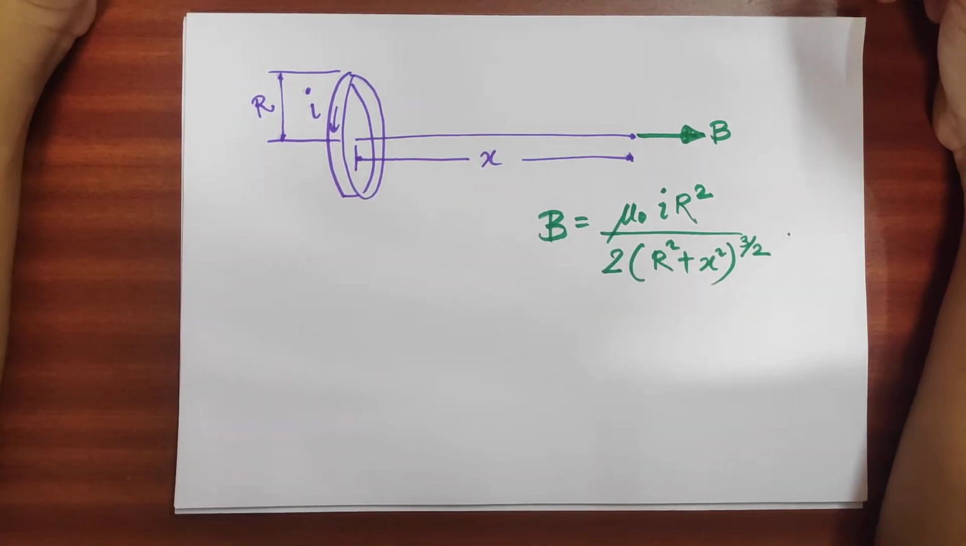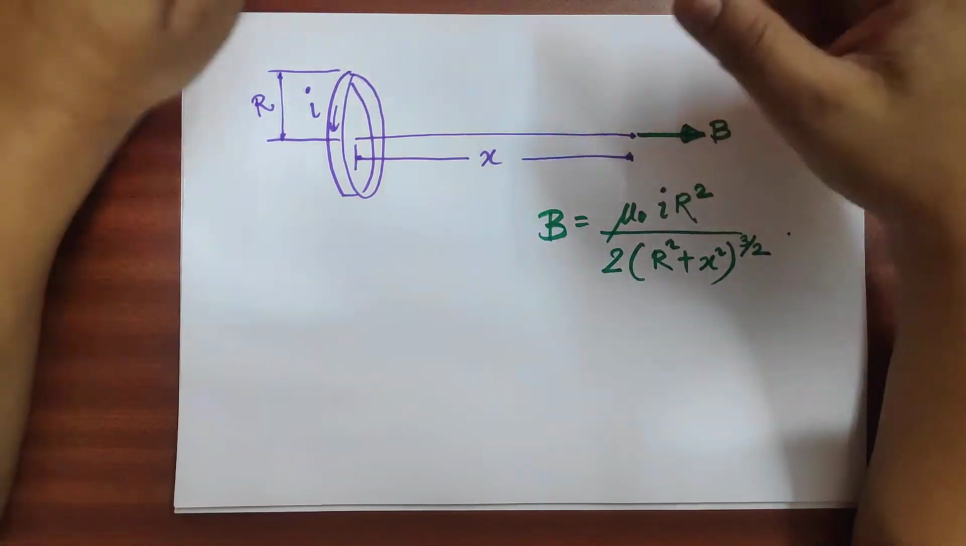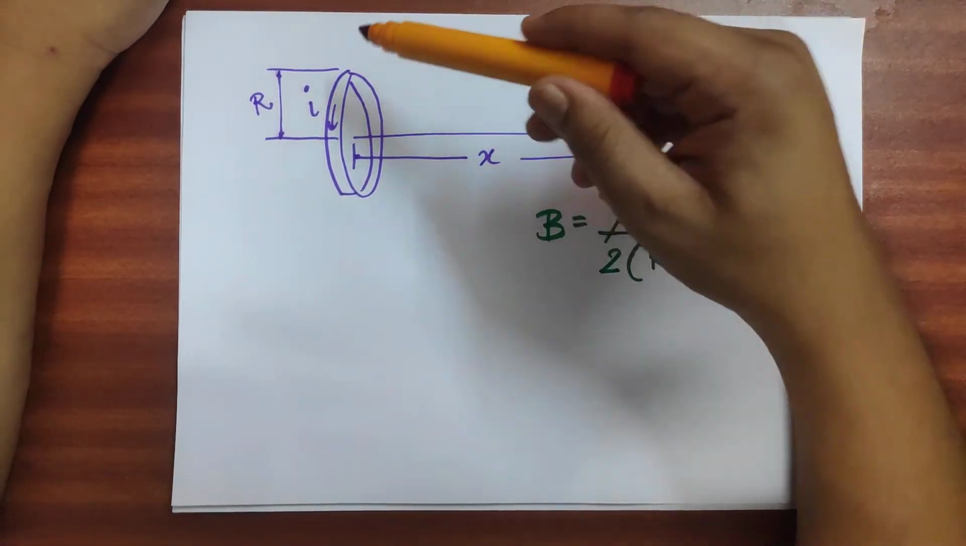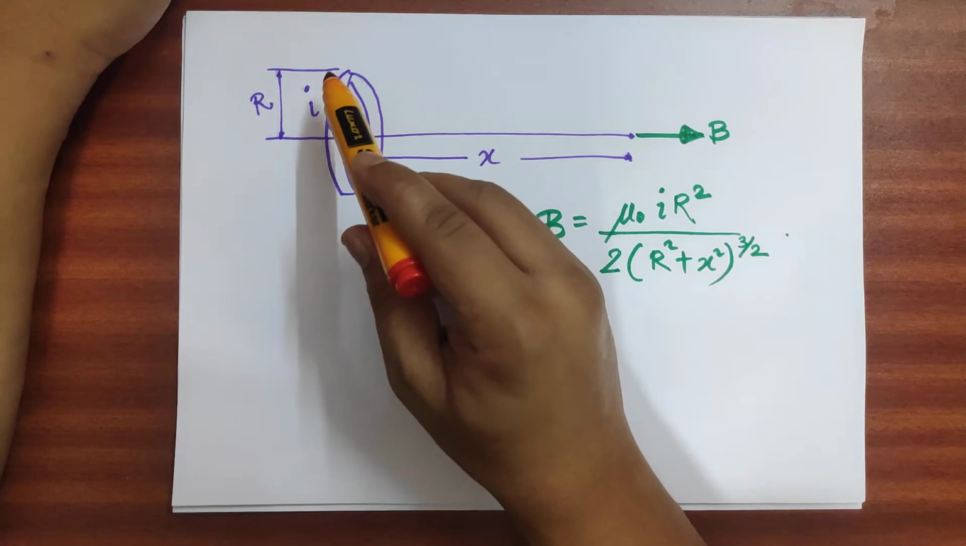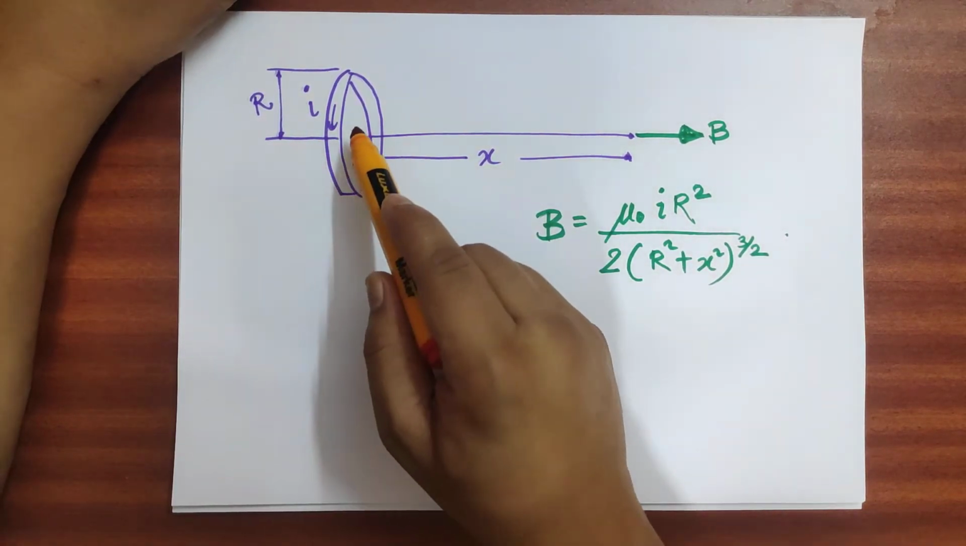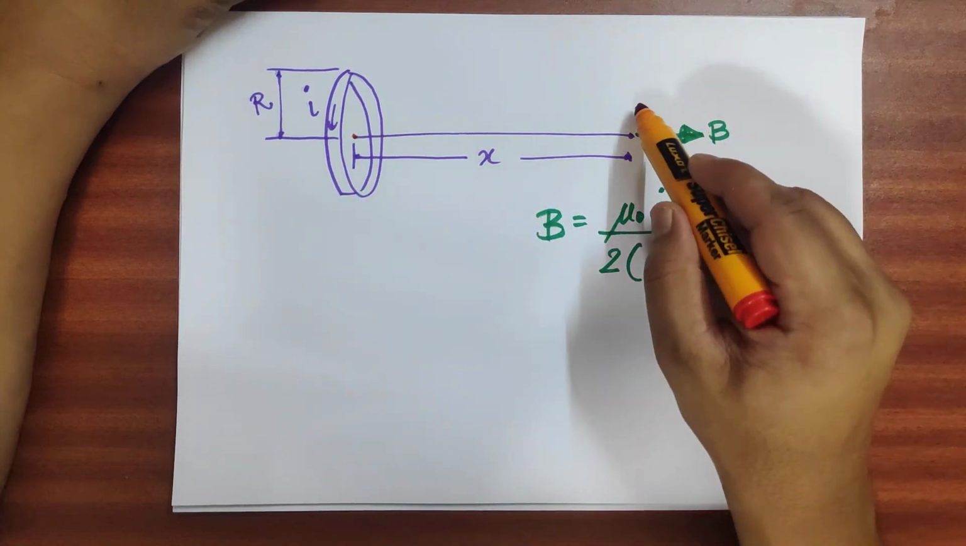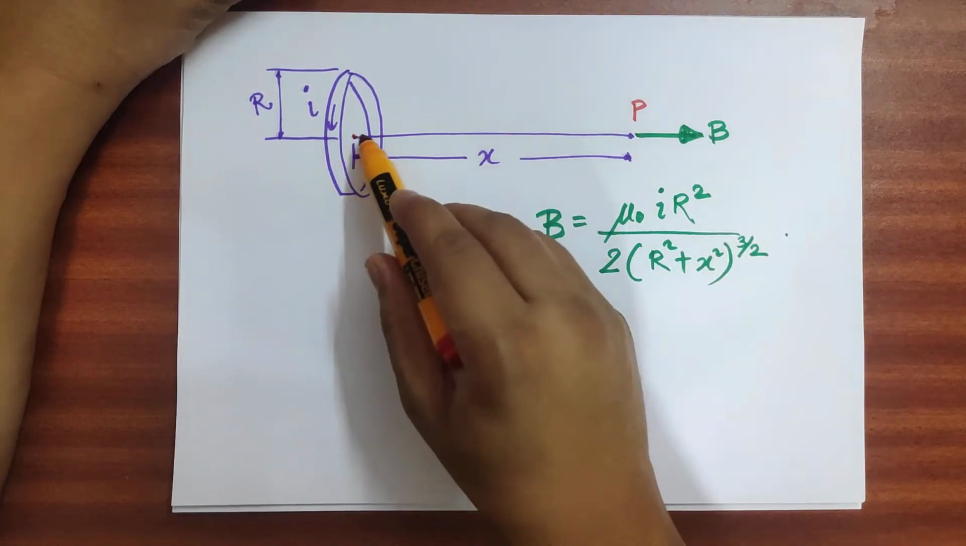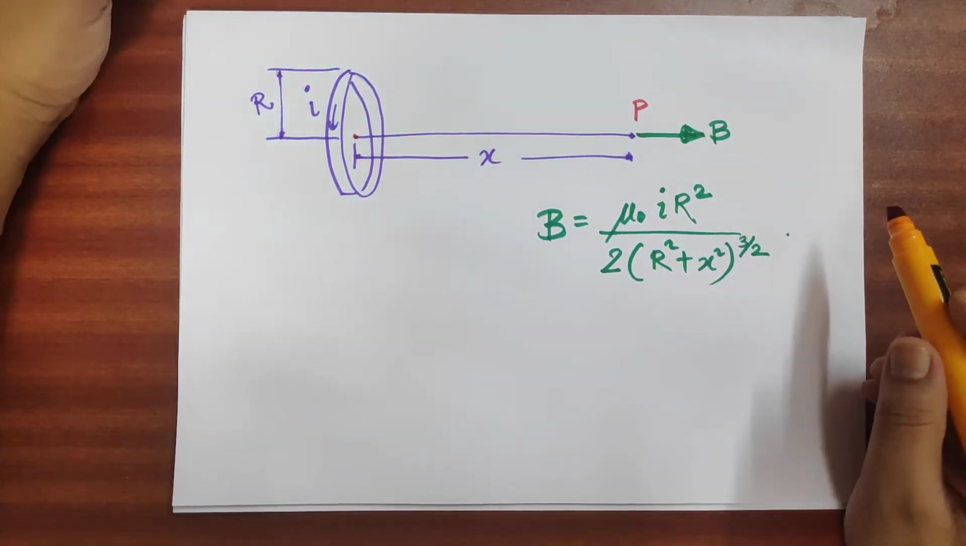This was the magnetic field on the axis of a circular current carrying loop. Here the current carried by the loop is I and the radius of the loop is R, a single turn, one turn of the loop only, and the distance of the point P from the center is equal to x. P is on the axis of the dipole.